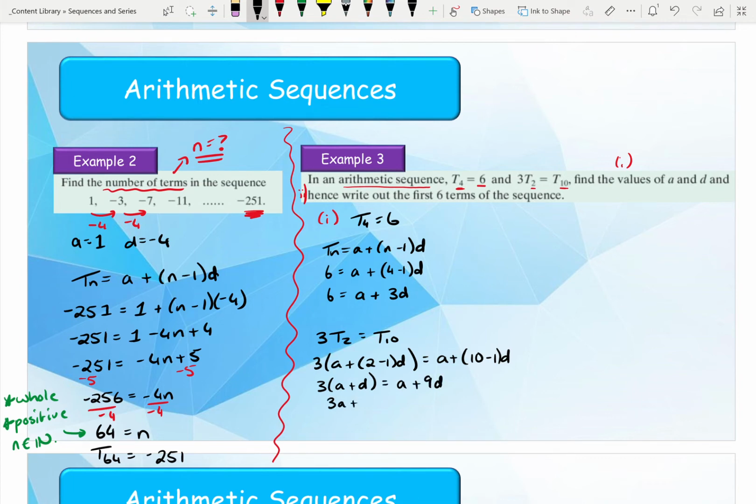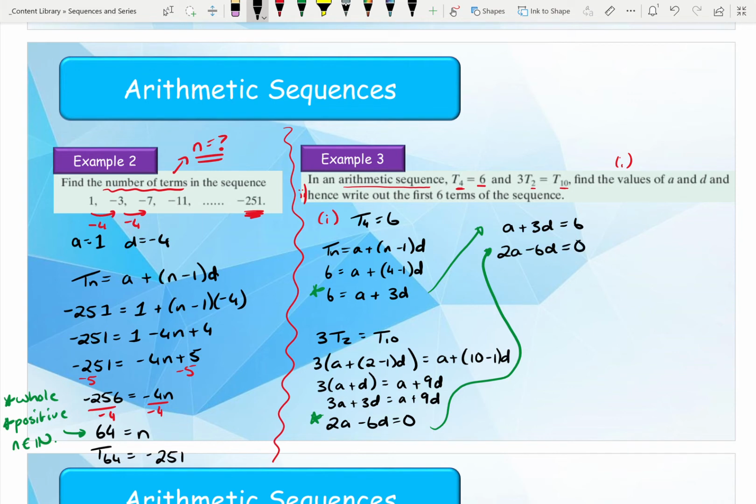So now I multiply both terms by 3, and I'm going to bring everything over to the same side to get 2a minus 6d is equal to 0. So now I have two equations which I can put together using simultaneous equations to solve for a and d. So that means I have a plus 3d is equal to 6, and I have 2a minus 6d is equal to 0. So now I'm going to times the top line by 2 in my simultaneous equations.